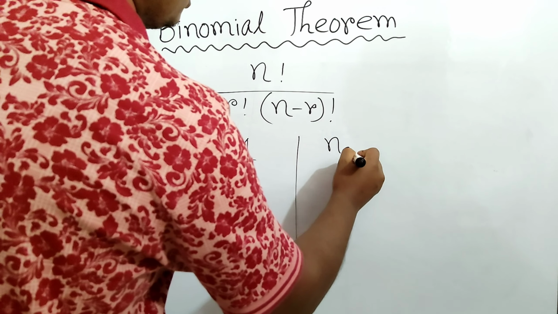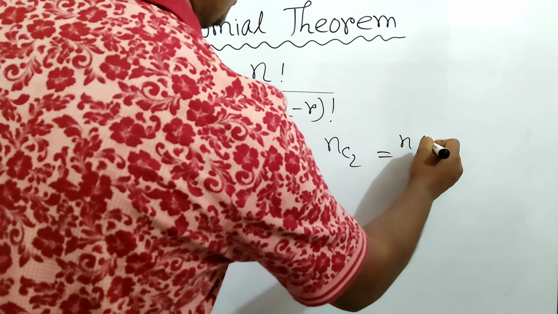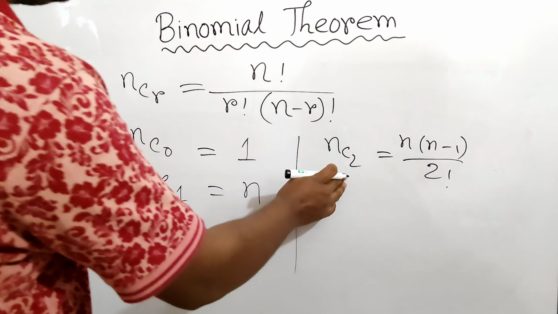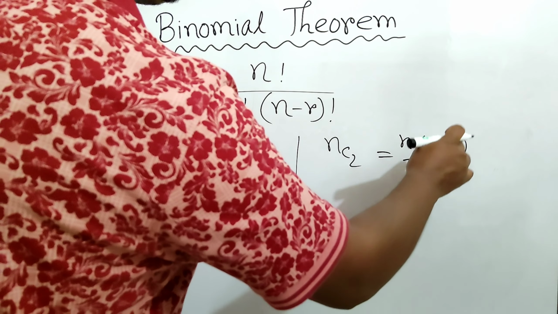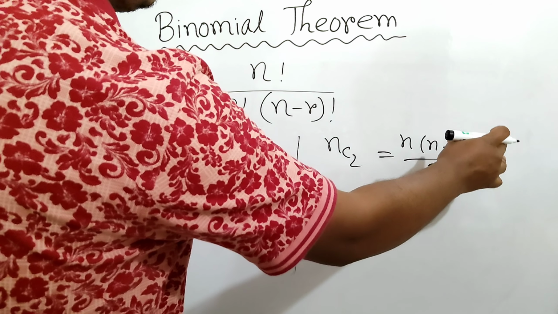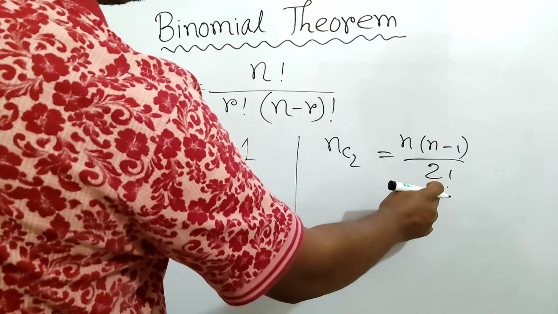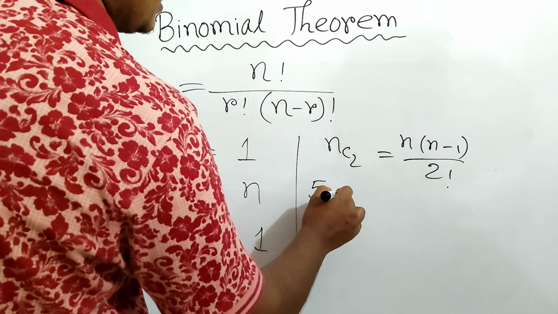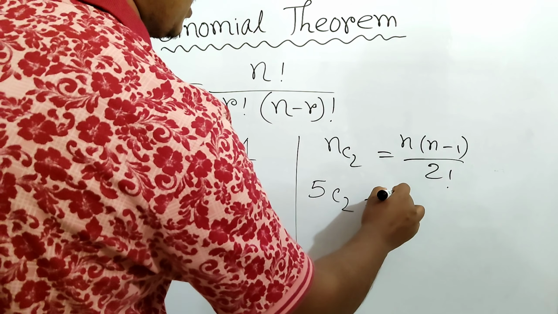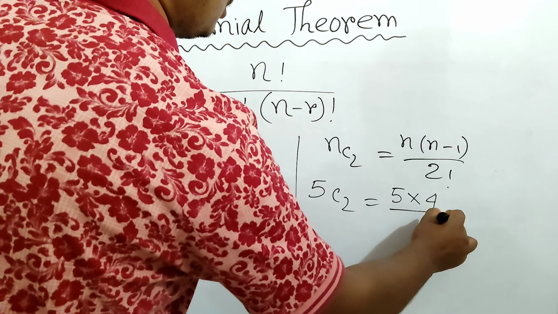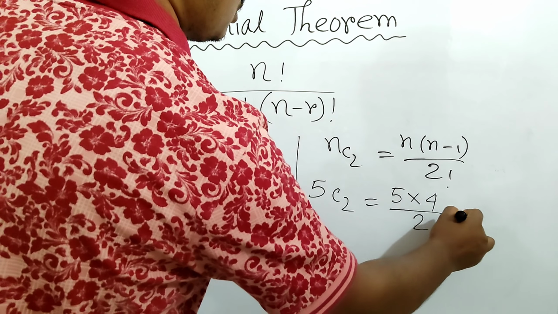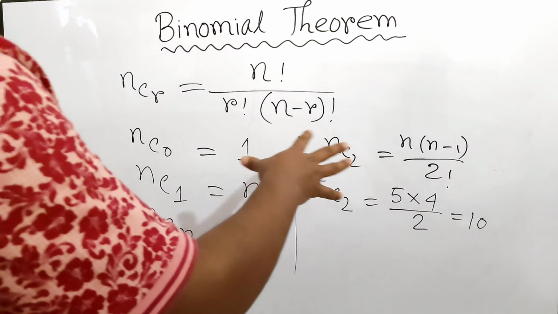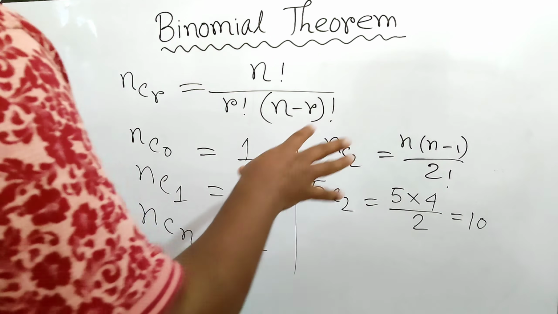So if it is NC2 you can say n multiplied by n minus 1 divided by 2 factorial. Okay, so NC3 should be n multiplied by n minus 1 multiplied by n minus 2, that is the first 3 terms, divided by 3 factorial. So in that way you can easily find the value of, let's say, 5C2. It should be 5 multiplied by 4 divided by 2 factorial, that is 2, so it should be 10. In that way we can find the value of this combination without using the calculator.